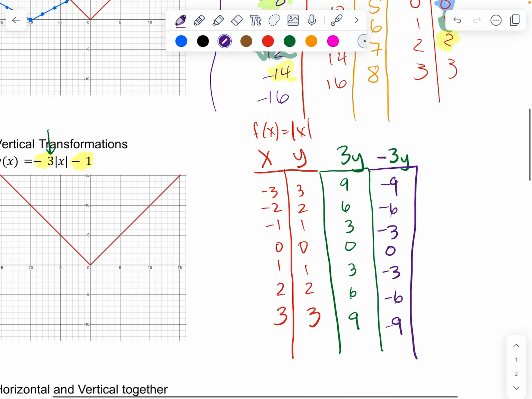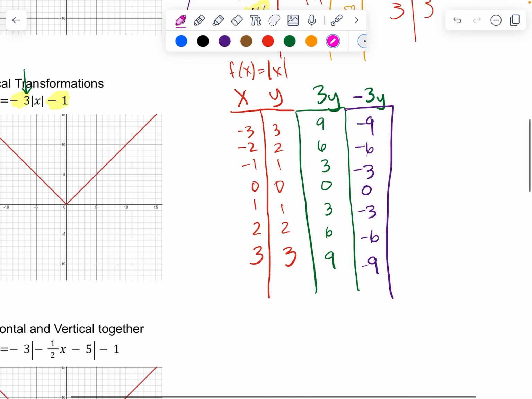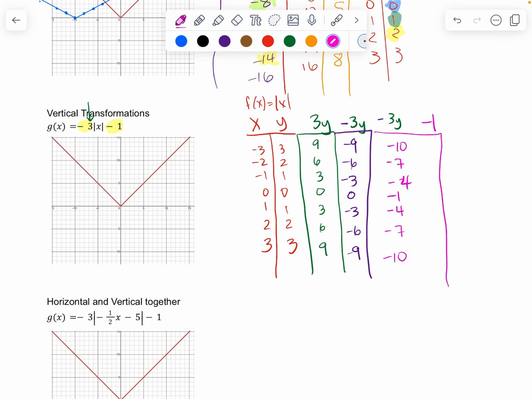Then I'm going to do my vertical translation. So that means on this one, I'm going to subtract 1. But I need to still be using the negative times the 3y and then subtract 1. So I'm taking the last column, subtracting 1: negative 10, negative 7, negative 4, negative 1, negative 4, negative 7, negative 10. So I'm going to plot these points.